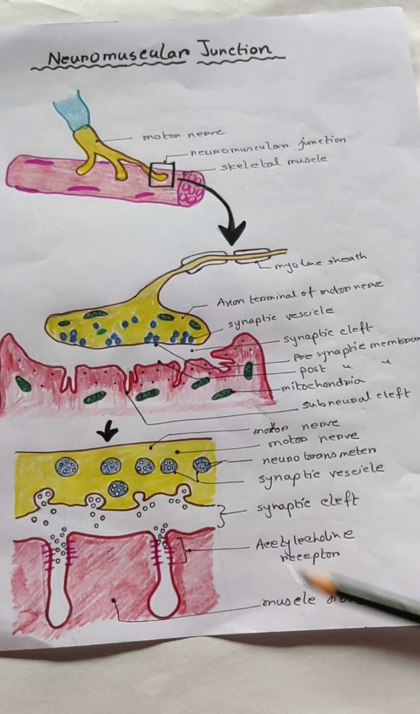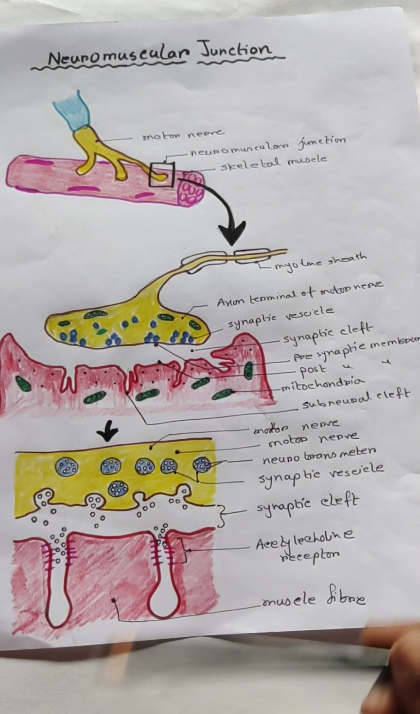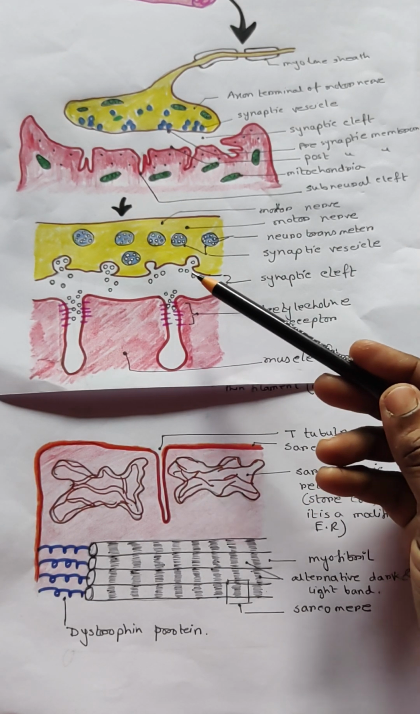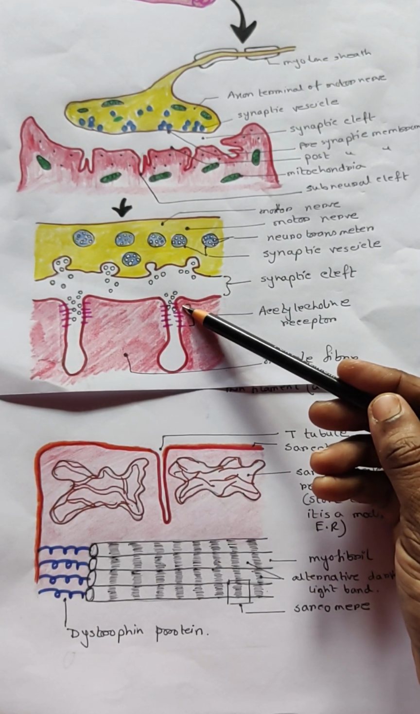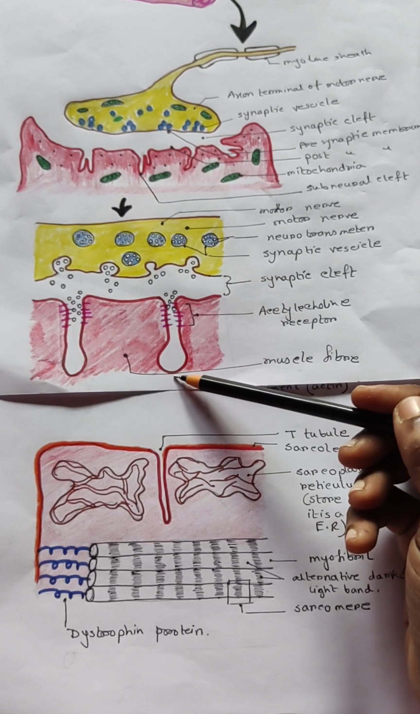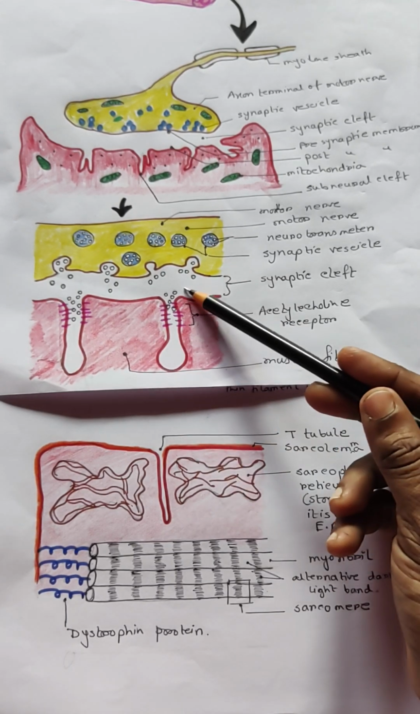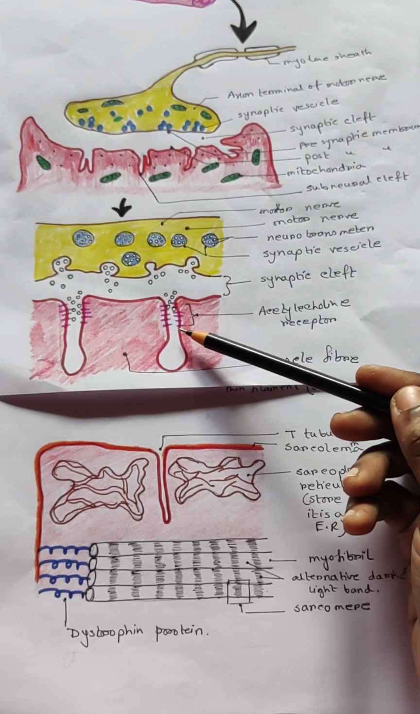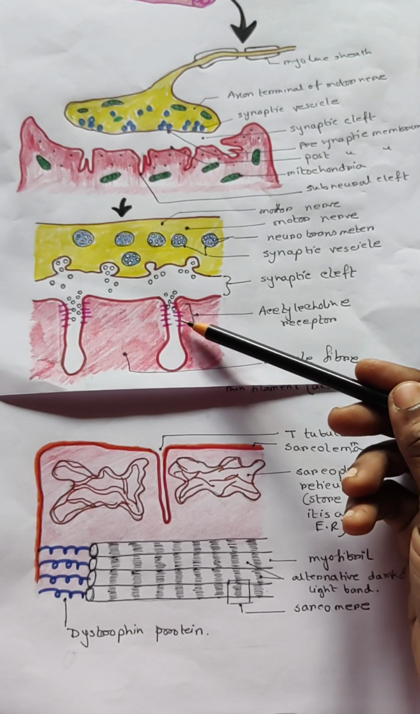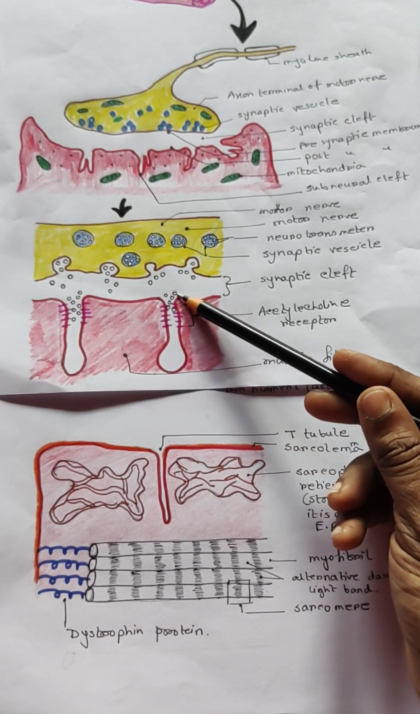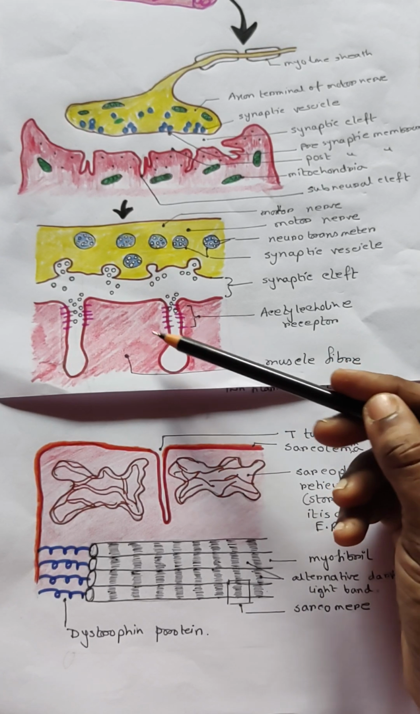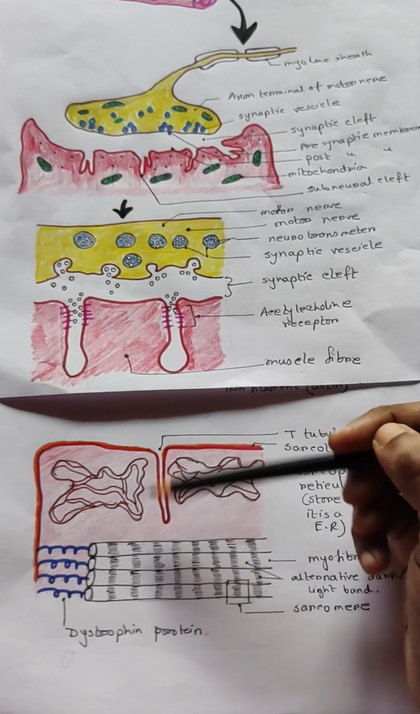So here the stimulus comes and the contraction procedure is generated. When this acetylcholine binds with the receptor, the sarcolemma becomes more permeable to sodium, due to opening of the sodium channel. Sodium channels get opened and sodium enters into the muscle.